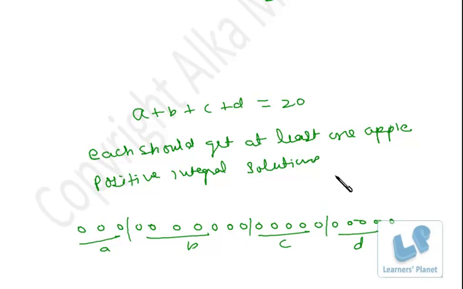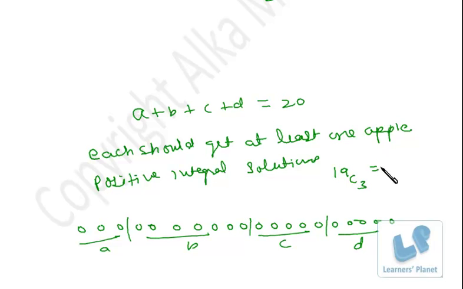So I have 19 gaps, and out of 19 gaps I have to select 3 gaps. So I'll be getting 4 partitions, that is the positive integral solution of this equation. And the positive integral solution of this equation will give me the number of apples which everybody is getting, right? So in all 19C3 ways are there to distribute 20 apples so that each would get at least 1 apple, or 19C3 is the positive integral solution of this equation, right?